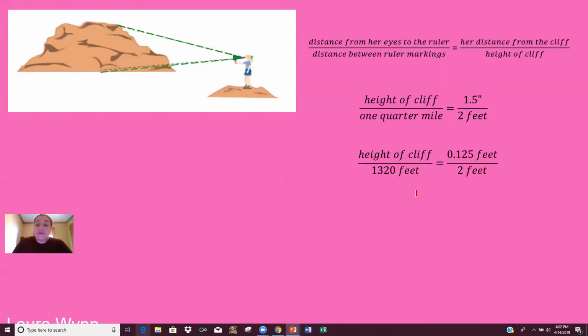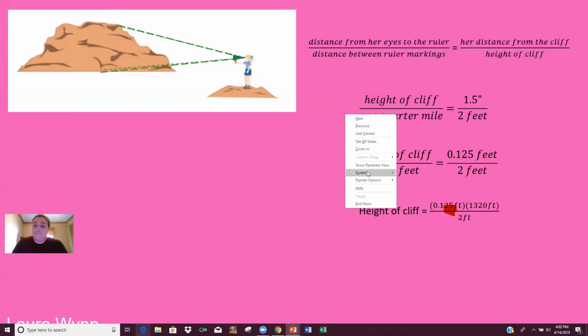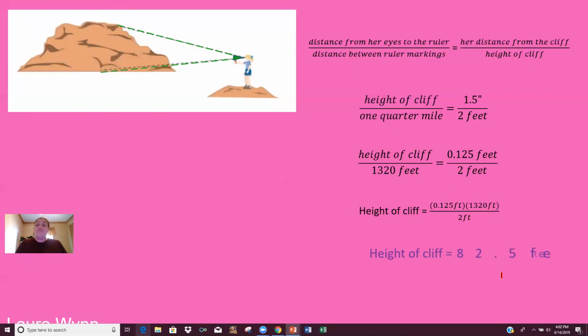Now, to solve this, we need the height of the cliff by itself. So we're going to multiply 1,320 to both sides. So now we have 0.125 feet times 1,320 feet divided by 2 feet. And to get the answer for the height of the cliff, we work our problem and we get 82.5 feet.